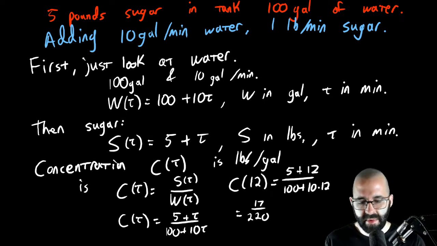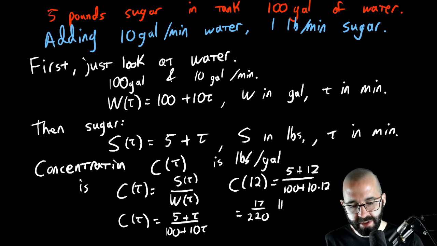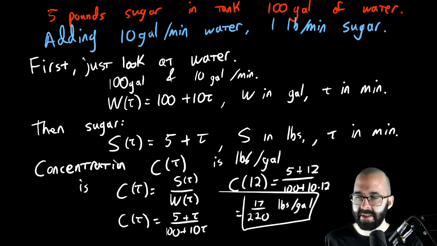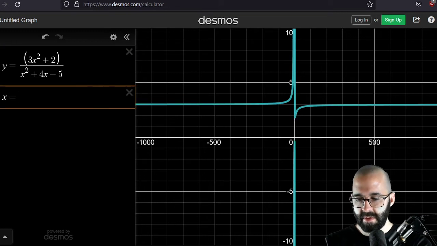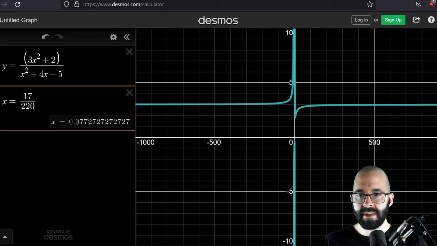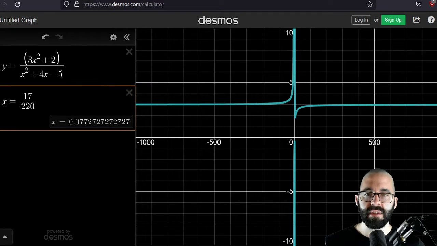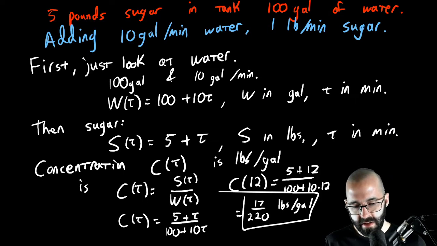What is that approximately equal to, right? This is pounds per gallon. That's our answer. What is that approximately equal to? Let's plug that in. 17 divided by 220. That's approximately 0.0773. It's about 0.0773 pounds per gallon.